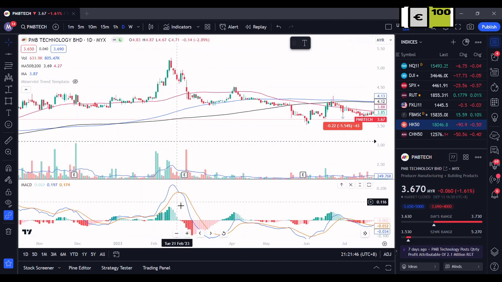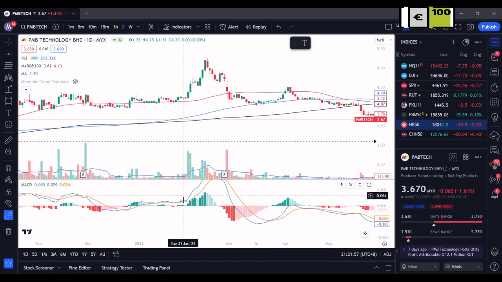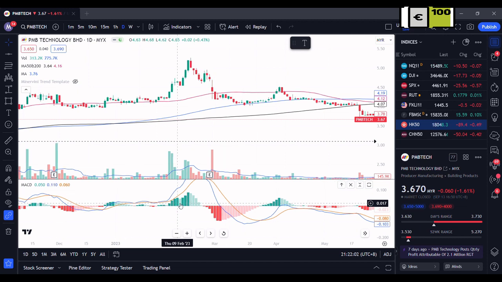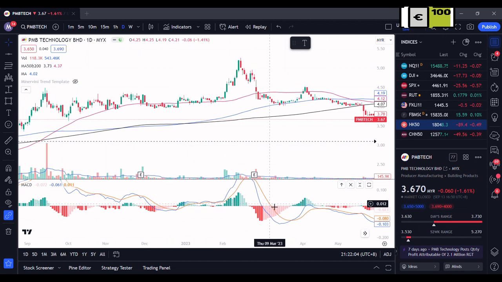Technically, if it crosses like this, this is a dead cross. That means it's a sell signal using this indicator. Whereas when you have a crossing over something like this, it's actually a buy signal. So that's how to use this indicator.